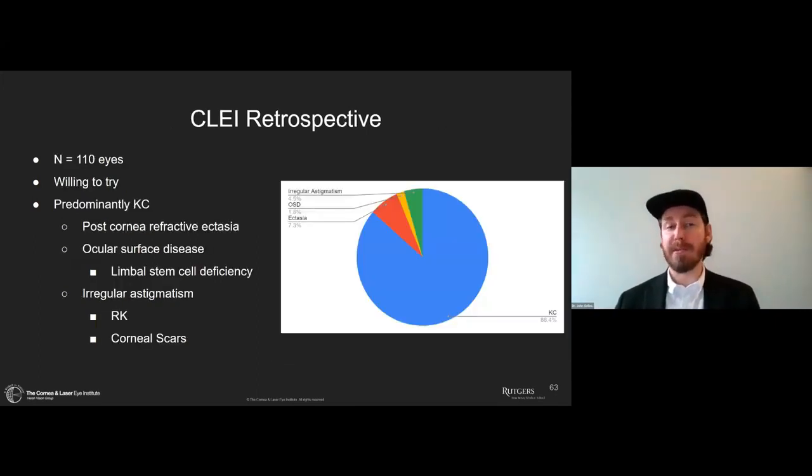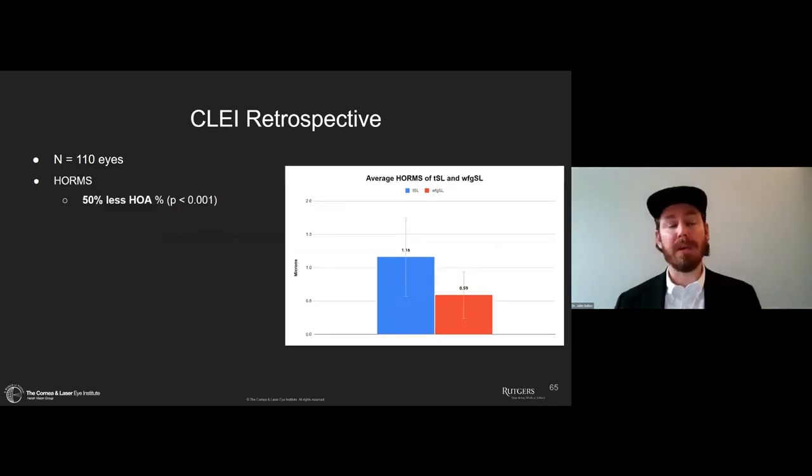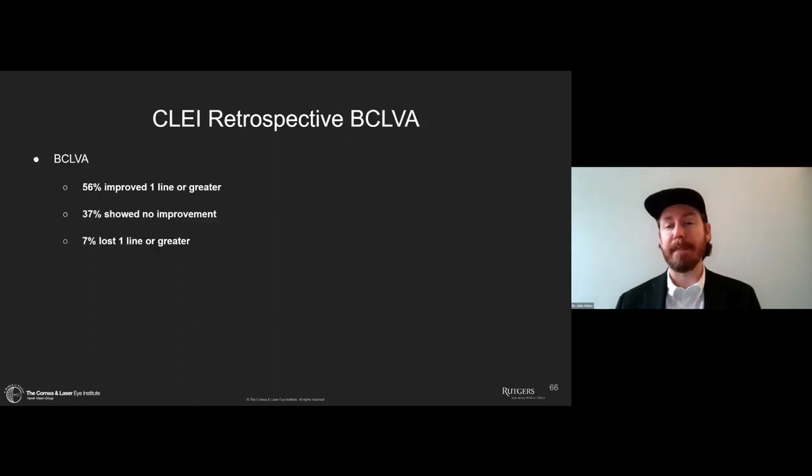Now, we did a large retrospective looking at 110 eyes of about 250 eyes. That's as far as we got through the data so far. But these were all patients that were just willing to try these higher order aberration correcting optics. The cohort is predominantly keratoconus, but you can see that we have a mix or smattering of other disease states in there. And you can see that on average, they did improve about a line. And when we looked at the aberrations, again, we reduced aberrations by about 50%.